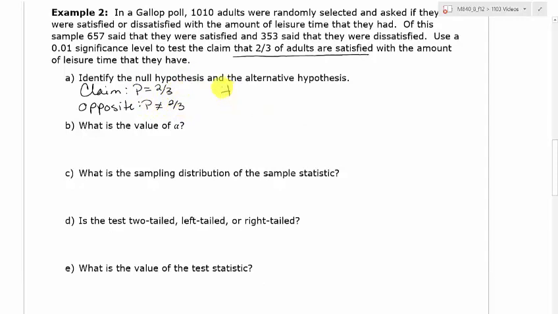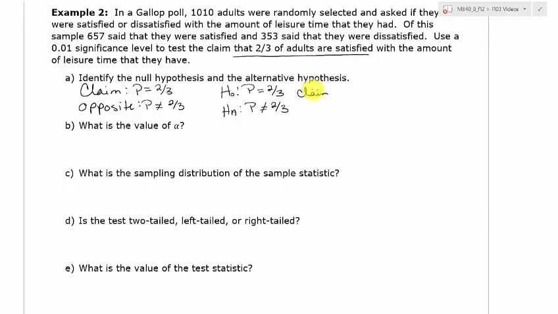And so the null is the one that contains our equal sign. So that would be P equals 2/3, and the alternative is P is not equal to 2/3. And our claim this time is in the null. So I always make a little note of that just because it's going to determine later on how I state my conclusion.